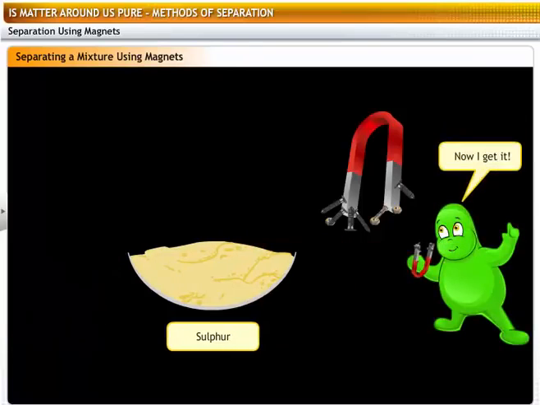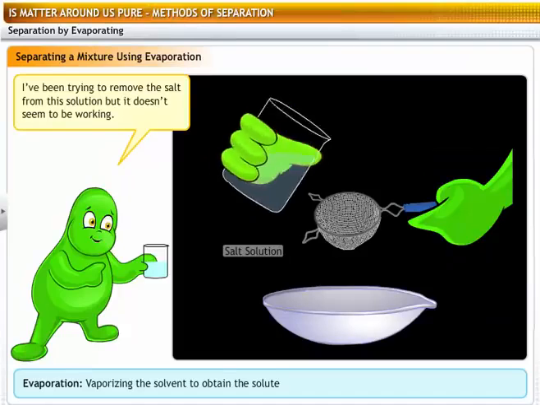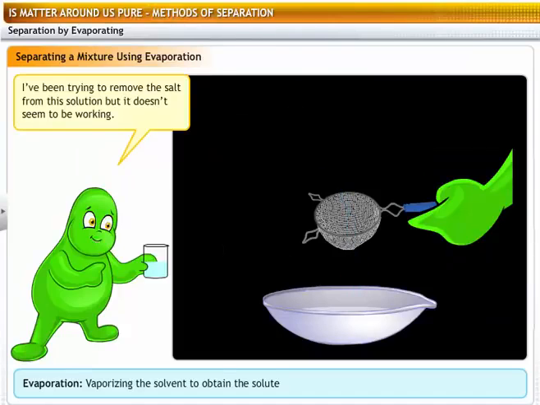Now I get it. I've been trying to remove the salt from this solution, but it doesn't seem to be working.